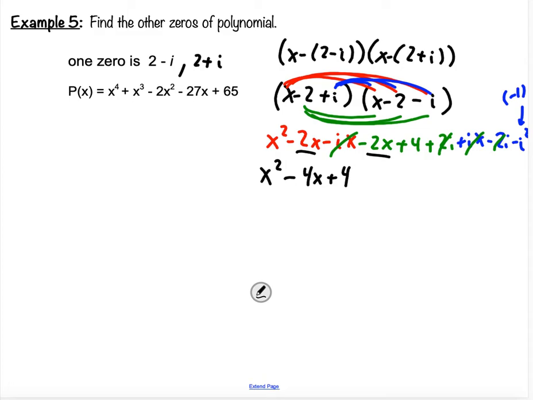And then that minus x squared over there can be replaced with a negative 1, so it's going to become a plus 1. So we end up there with an x squared minus 4x plus 5. So that's the quadratic that forms, and so we're going to have to now use long division there and divide that out to find the other quadratic so that we can find the other 2 zeros. So let's do that.